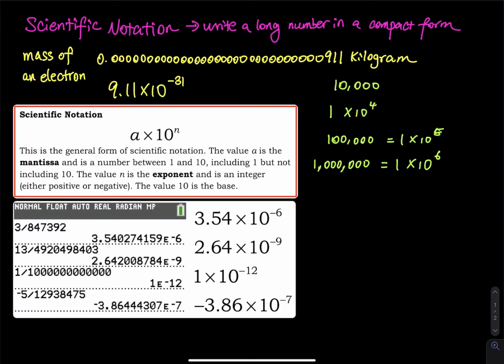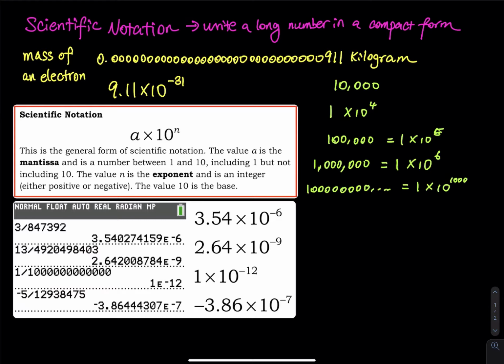Alright, so how about this? What if you have 1 followed by 1,000 zeros? Are you going to waste your time writing 1,000 zeros out? Nope, you don't need to do that. You can write 1 times 10 raised to the 1,000 power. That's why we use scientific notation. Instead of writing a very long number, we can put that number in a more compact form. Let's take a look at scientific notation.